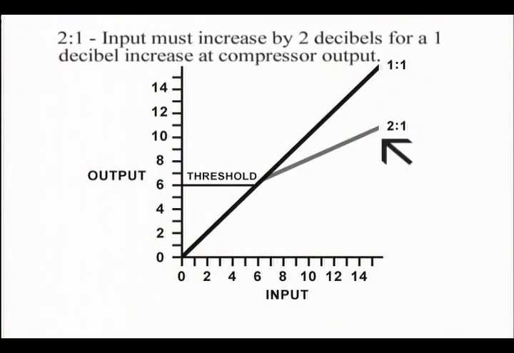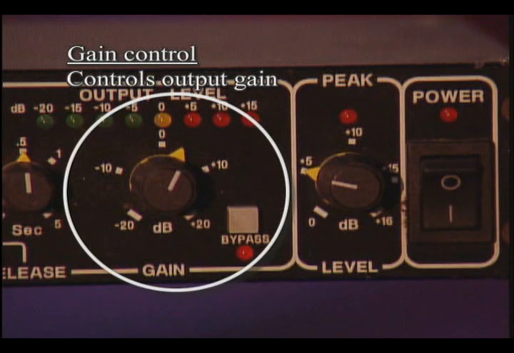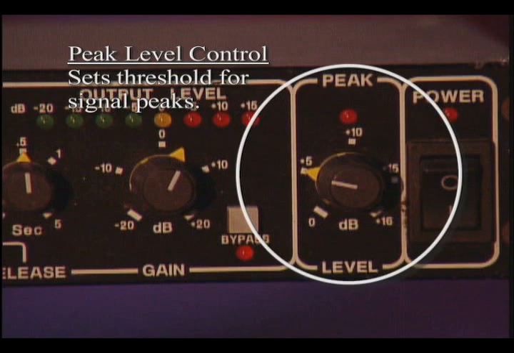The first digit indicates how many decibels of input change will cause a 1 decibel output change. A 2:1 ratio means the input level would have to increase by 2 decibels to create a 1 decibel increase in the output. With a 3:1 setting, the input would need to increase by 3 decibels for a 1 decibel change in the output level, and so on. Because the process of compressing a signal lowers the signal's overall level, there's a gain control, which allows you to compensate by adding output gain. The peak level control allows you to set a threshold for signal peaks. It basically helps prevent clipping by setting a certain threshold.